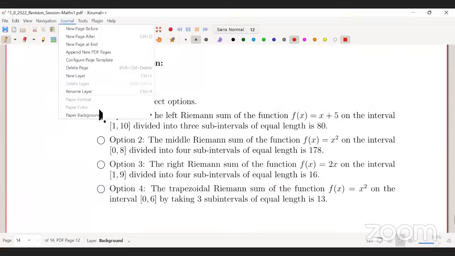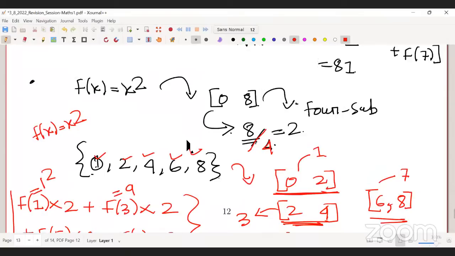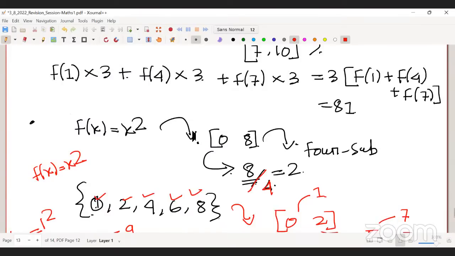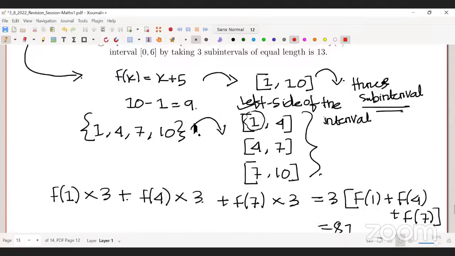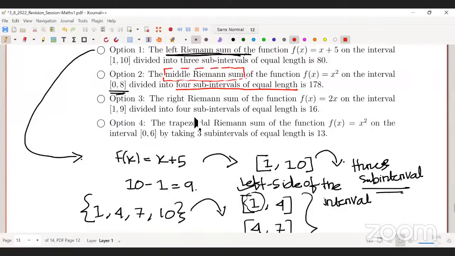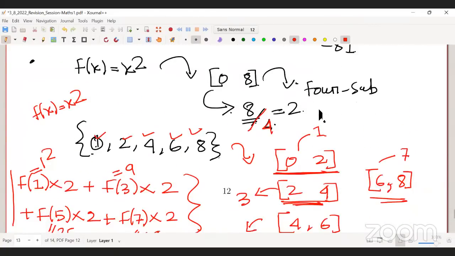Excuse me, sir. I have one question. If the interval is from 0 to 12, then we will take 1.5, the mid value? What do you mean by range here? The interval is from 0 to 12. Then your subinterval will be different, right? Yes, sir. That's what I'm saying.